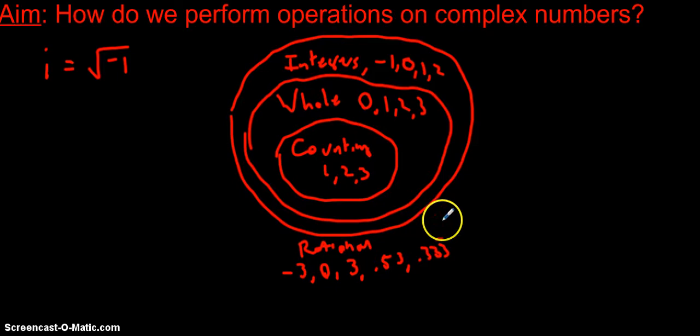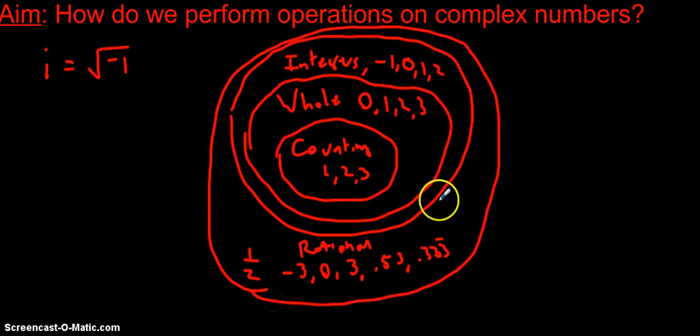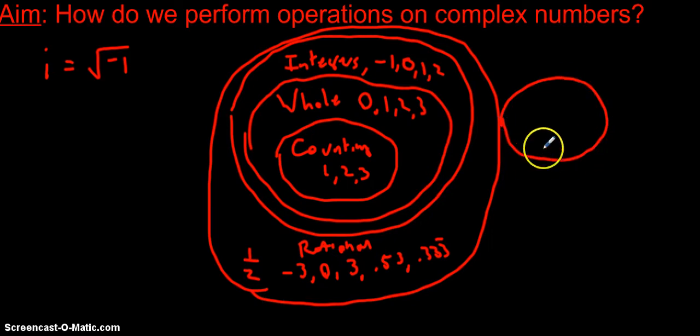So any fraction that can be simplified, those are all the rational numbers. Then we have irrational numbers, and those would be like radical 2, pi, non-terminating, non-repeating decimals where we don't know what comes next. So these are irrational. That covers the real numbers. These are the real numbers.